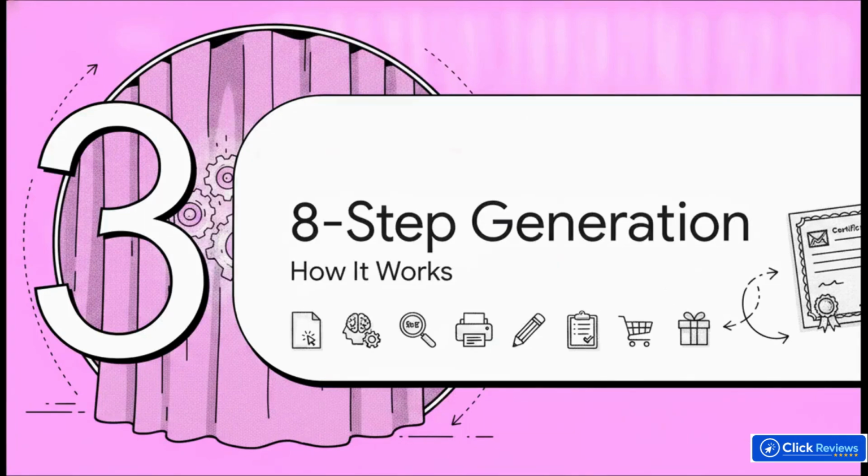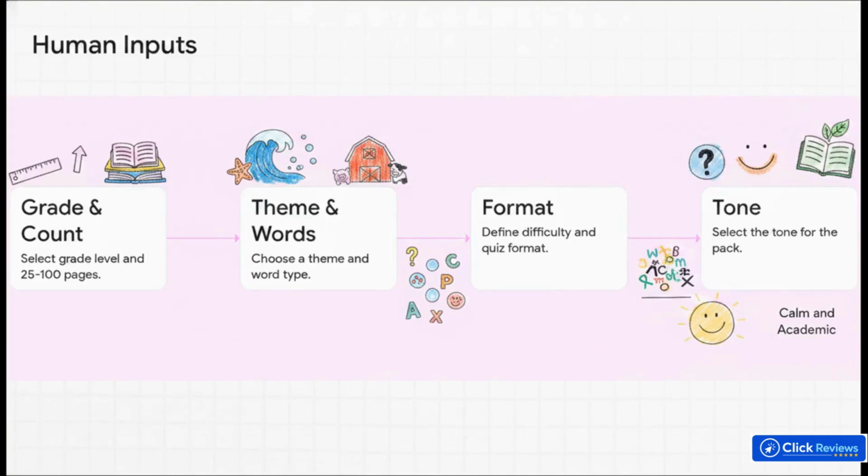Section 3, the 8-step generation process. Let's peek behind the curtain at how this tool actually takes you from a blank screen to a finished, sellable product. The process kicks off with your human inputs, and honestly, this happens incredibly fast. It takes just a few moments to define your parameters.